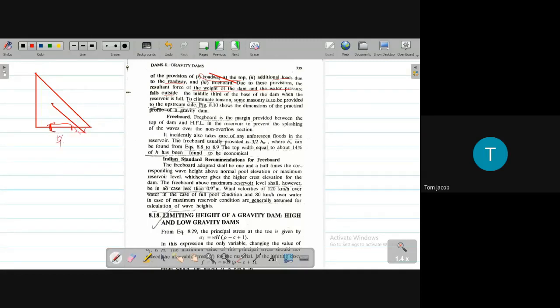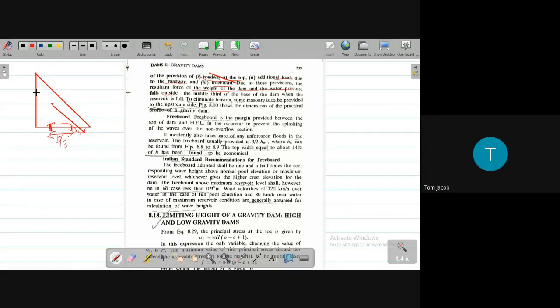That is, middle third portion is a central B by 3 portion. Okay, resultant should be inside that B by 3 for no tension to occur. But when we provide roadway, freeboard, etc., or any additional shape, the resultant may go outside of this B by 3. And to eliminate that, what we need is that we will be providing some masonry to the upstream side.